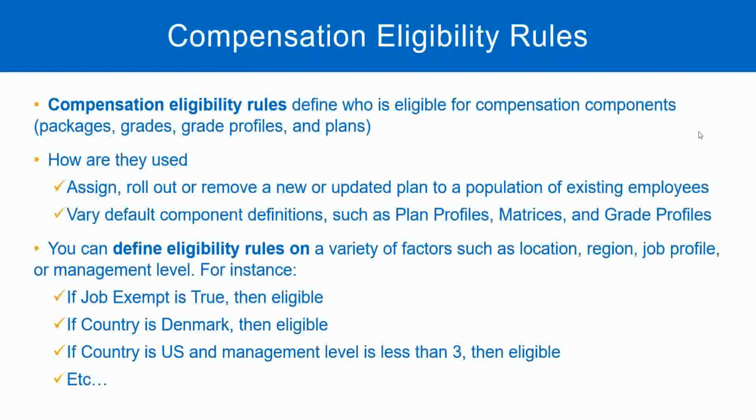Now we can also combine multiple factors. Let's say the country is US and the management level is such and such. Management level is supervisor, or management level is CEO, or management level is manager. Based on that, we are going to give a certain allowance. Let's go ahead and create the eligibility rules in Workday and see how they look.